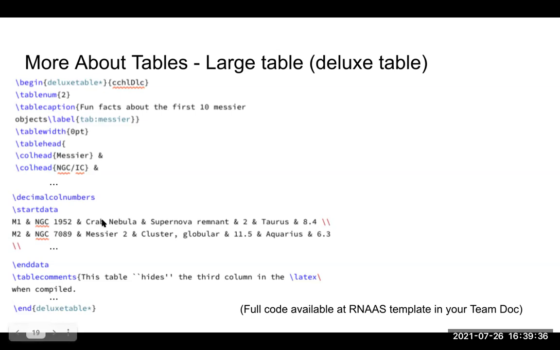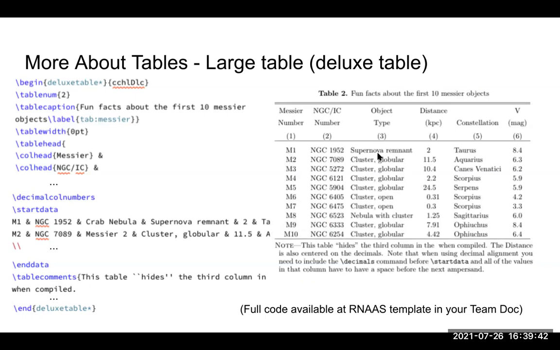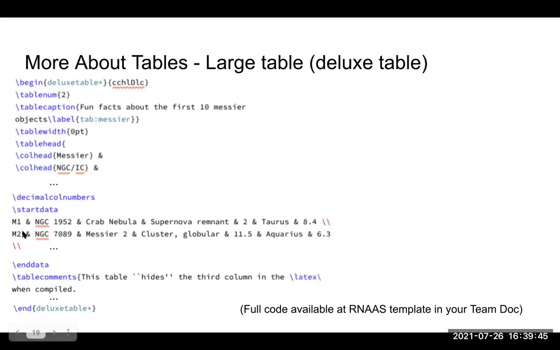You have this Messier object list. I think in the example here it's M1 to M10. And you'll notice there are multiple columns, and also some numbers all the way to the end. Basically you start with startdata and enddata. It's particularly useful when you want to report, say, a source list with spectral types for a sample you'll be writing about at the end. And you can add some extra comments, for example a table comments block, to explain things.